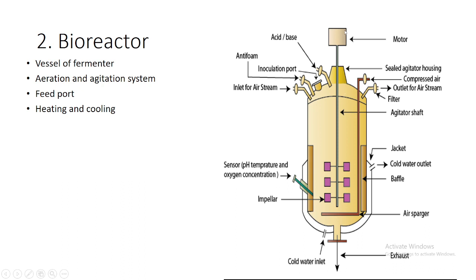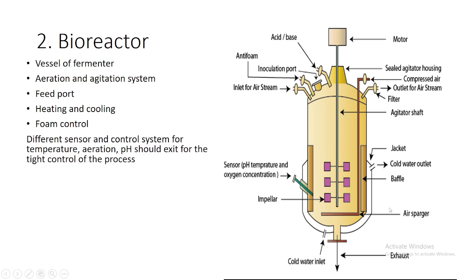Then you have the heating and cooling system. Heating coils will be there. Then it will have a cold water jacket to cool the system so that the temperature is maintained. You should have a foam control. So all together, all these are needed for a good bioreactor.